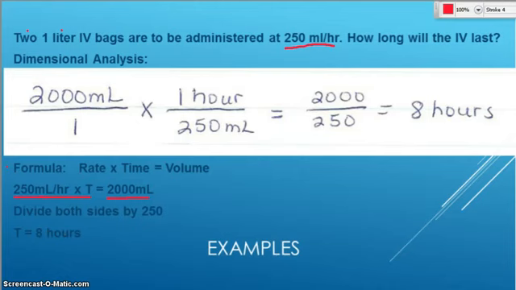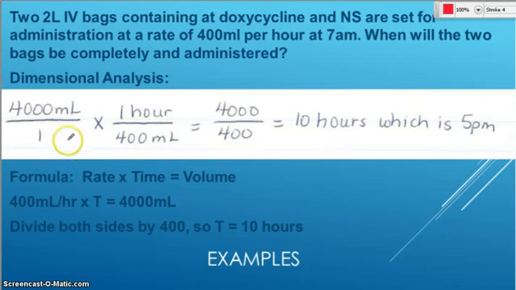Okay, let's try another one. Again, I've given you both the dimensional analysis and the formula. With the formula, we have to identify the rate. In this case, the rate is 400 milliliters per hour. We don't know the time, but we do know that we have 2 2-liter bags. 2 2-liter bags is 4 liters. I'll write that over here. 4 liters. 4 liters is 4,000 milliliters. So I'm going to divide both sides by 400 because that's what's with my letter. And T is going to equal 10 hours.